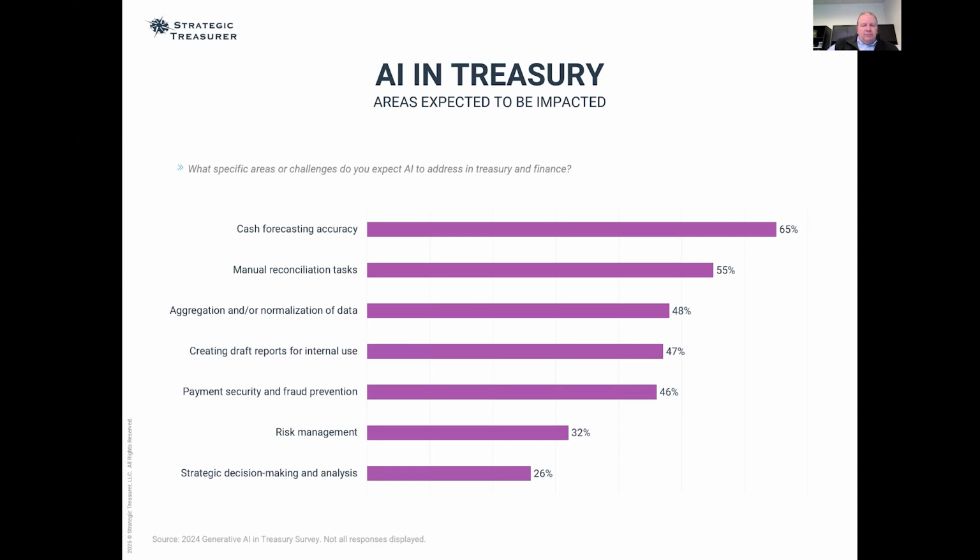Now, I will talk about the next couple. So aggregation and/or normalization of data. Data matters and data has to be clean. And so using AI to help clean and normalize the data is a great use. Use the machines to fix the errors. That's at 48%. Creating draft reports for internal use, 47%. I would love to know how many people are doing that today to help get reports started.